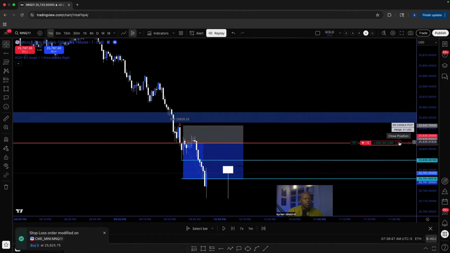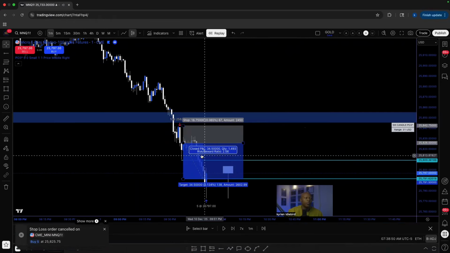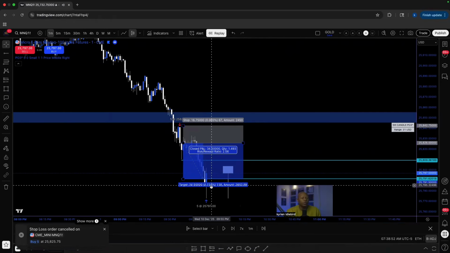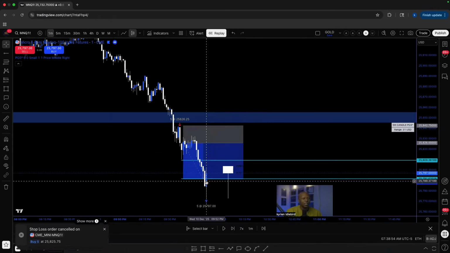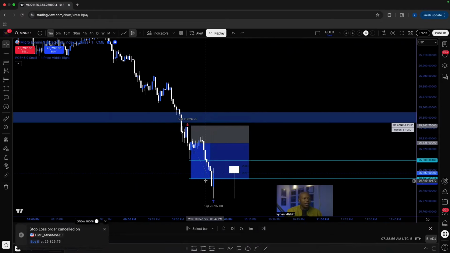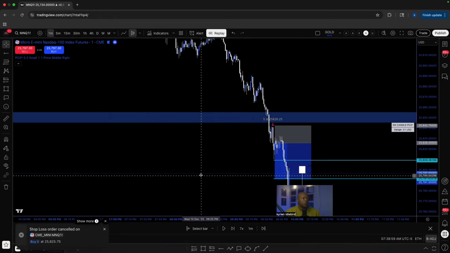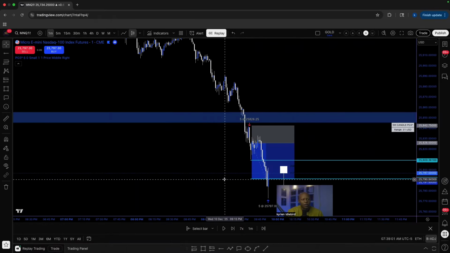Boom, we just hit our 1-to-2. We're going to go ahead and close that position there. So you can see how the 1-to-2 would have executed here. You can actually even set a take profit for the 1-to-2. Like I said, I don't set a take profit simply because we'll sometimes target larger key areas of resistance.